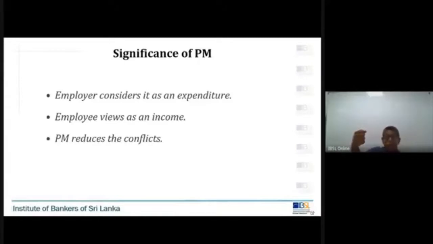Otherwise, there are conflicts between employer and employee, so all these issues. So have a better reward management, so we try to minimize this gap or these conflicts. That is the significance of pay management. If it is managed properly, there won't be any conflicts between management and employees. Okay, right. Then we look at other factors.